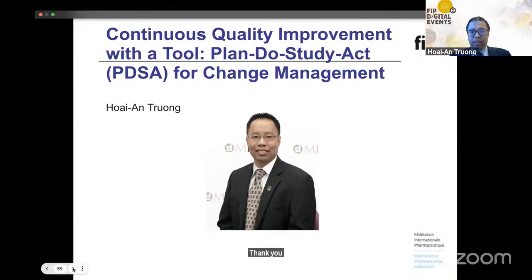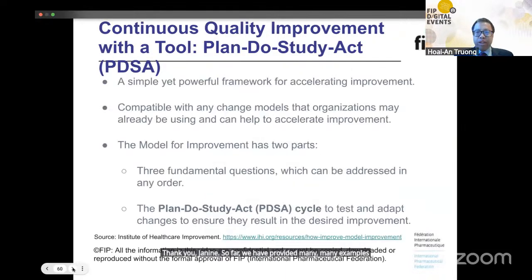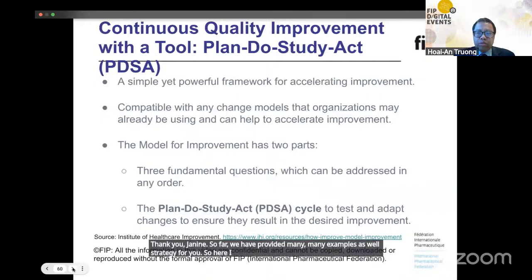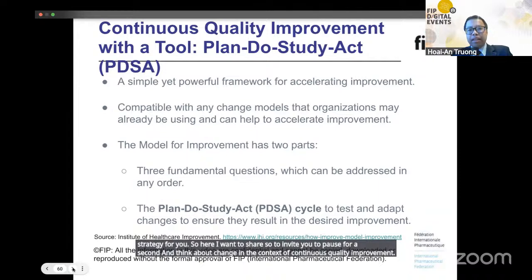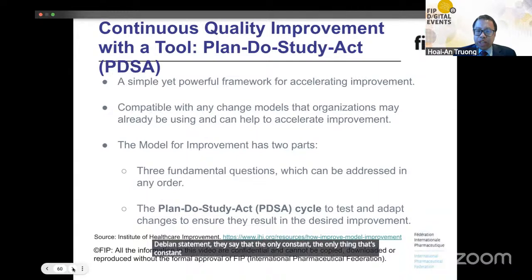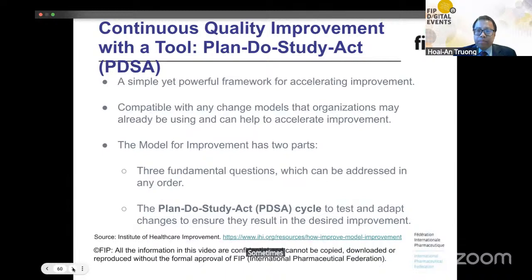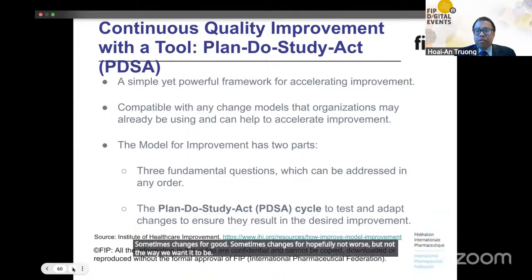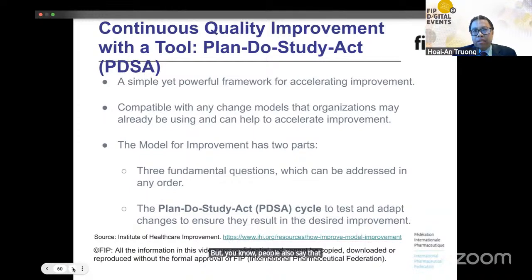Thank you, Jeanine. So far, we have provided many examples as well as strategy for you. So here I also want to invite you to pause a second and think about change in the context of continuous quality improvement. There's been a statement that the only thing that's constant in life is change. We experience continuous changes, sometimes changes for good, sometimes changes not the way we want them to be. But people also say that some people are resistant to change.